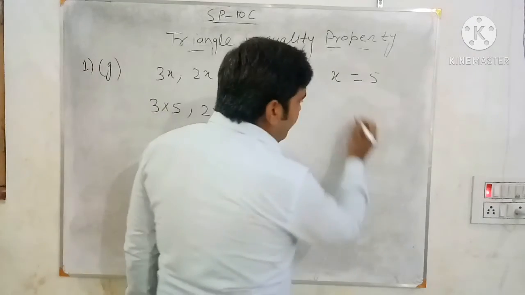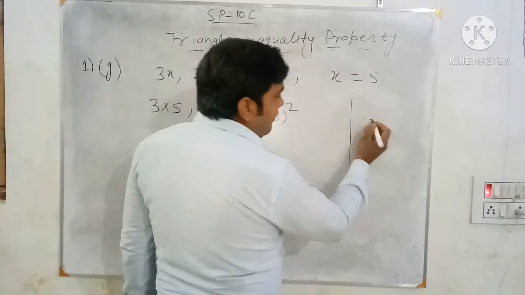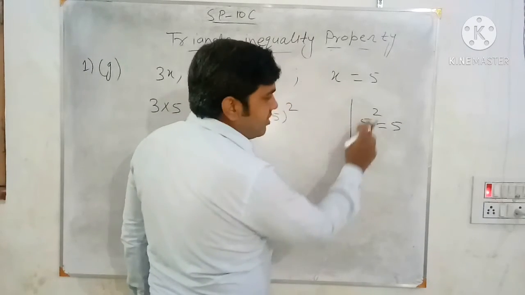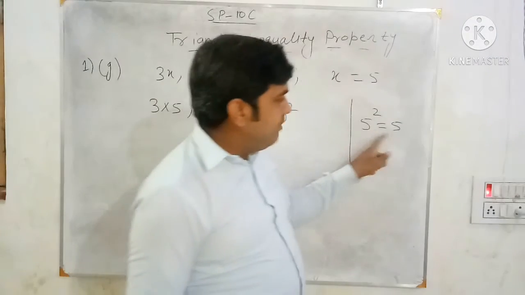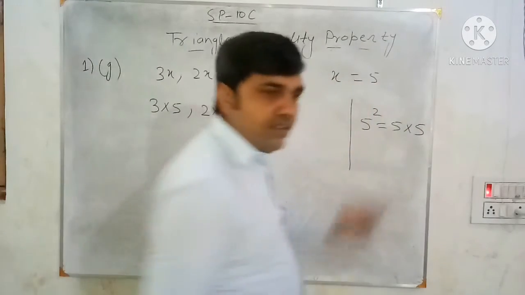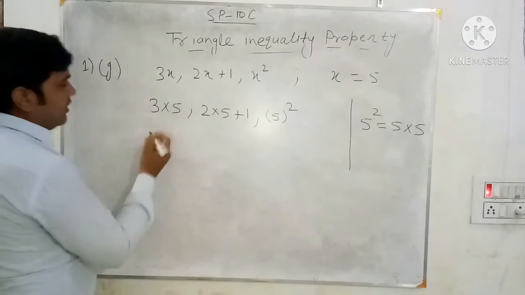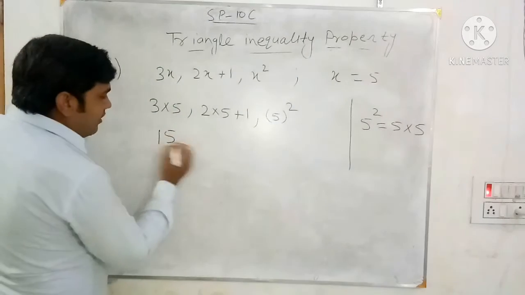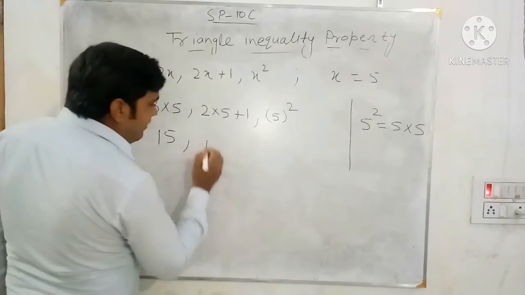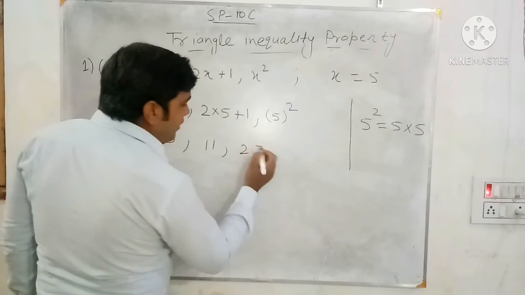Square means, as we know before, if any number is squared, you multiply the same number by itself. This is called the base and this is called the index. 5 square means multiply 5 by itself 2 times. 5 square means 5 into 5, that is 25. So what measurements did you get? 3 fives are 15, so the first length is 15. The second length, 2 fives are 10, 10 plus 1 is 11. The third length is 5 square, 25.